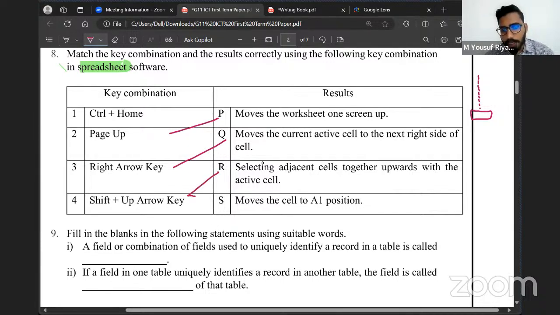And then move the cell to the A1 position. What do we use? Obviously, the remaining option. That's going to be control plus 4. So if you match them together, you will get something like this: 1 will be matched to S, 2 will be matched to P, 3 will be matched to Q, 4 will be matched to R. That's how you have to write the answer for this question. Fine, let's go for the next one.